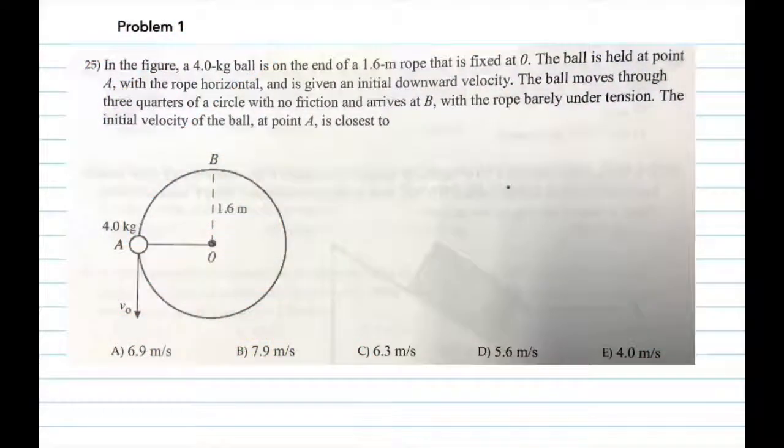So the first thing that you do is read the question. And when you read the question, look for the physical terms. The most important term in this question is when it arrives at B, the rope is barely under tension. That's the most important word. So that means when it gets to this point, look at the screen please. When it gets to this point, there is no tension.